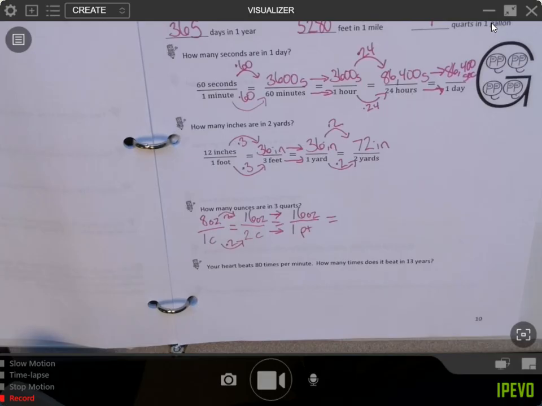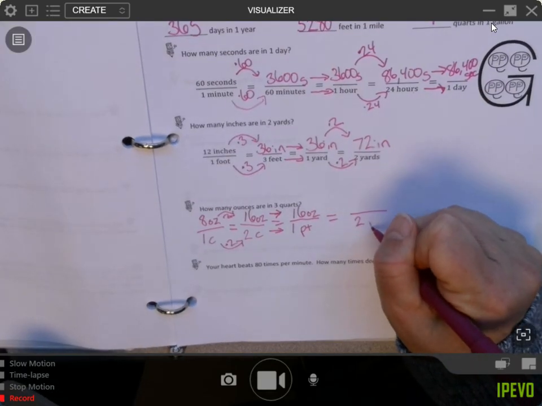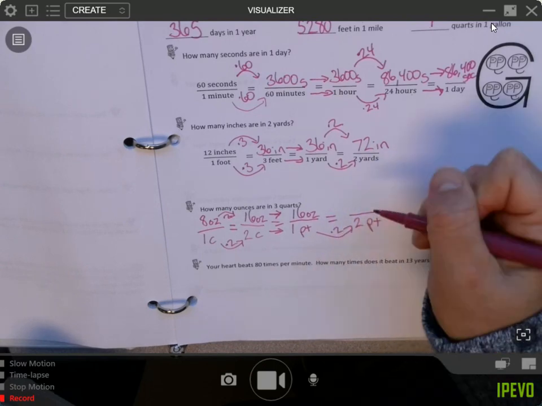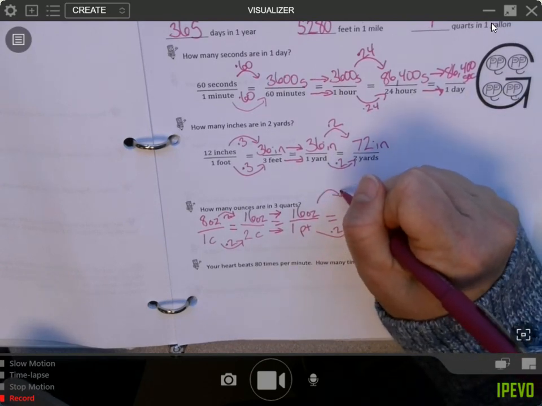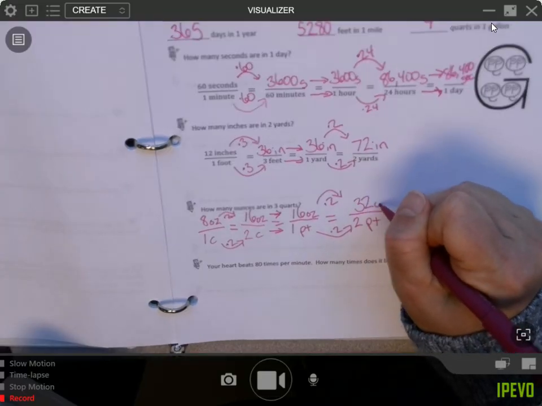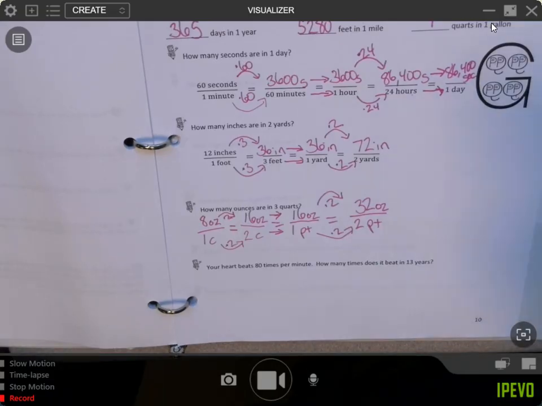I'm at 1 pint. What do you think I need to go to, David? 2 pints. I need to go to 2 pints. So that's multiplying. 1 to 2, I'm multiplying by 2. 16 times 2 is 32 ounces in 2 pints. What's going to come next, Amala?